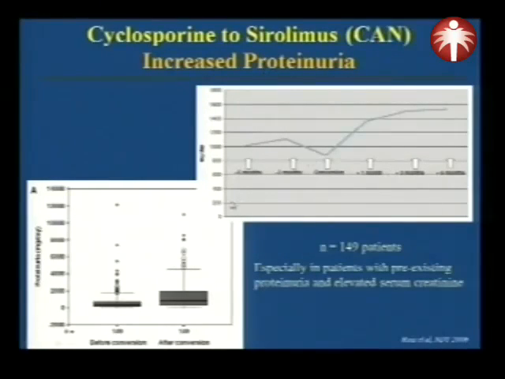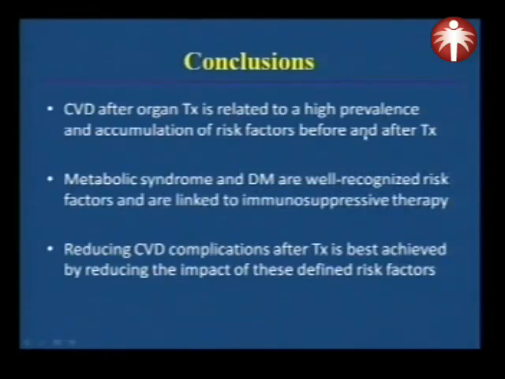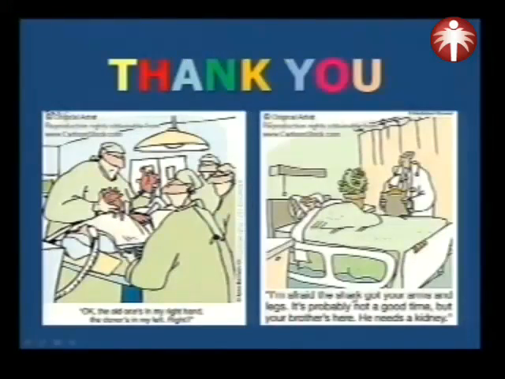But sometimes when you change, you may increase proteinuria, like here from cyclosporine to sirolimus. And in conclusion, Mr. Chairman, cardiovascular disease after organ transplantation is related to the high prevalence and accumulation of risk factors before and after transplantation. Metabolic syndrome and diabetes mellitus are well-recognized risk factors and are linked to immunosuppressive therapy. Reducing cardiovascular disease complications after transplantation may be best achieved by reducing the impact of these defined risk factors. Thank you.